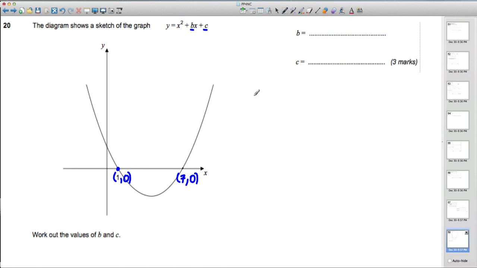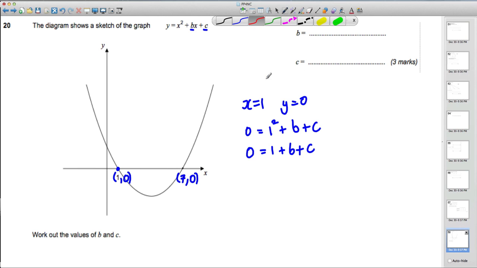So let's substitute x equals 1 in, and we know that y is 0 at that point. So let's do that. Sub in x is 1, y is 0. We would get the equation 0 is equal to 1 squared plus b lots of 1, which is b, plus c. And this simplifies to 0 is 1 plus b plus c. Okay, and there we have an equation.